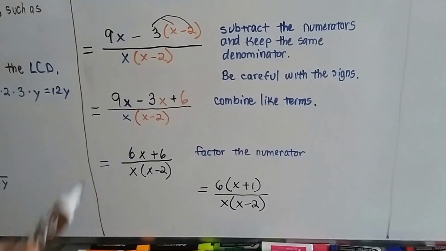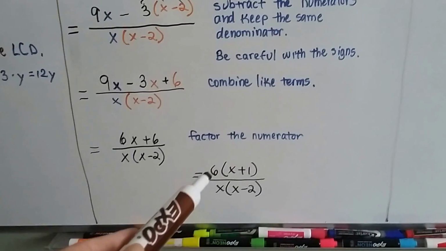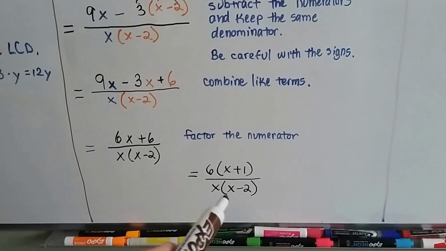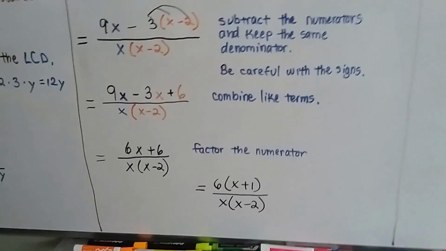Now all we have to do is factor this numerator. We factor it as 6 times x plus 1, because that would make 6x plus 6, wouldn't it? And it's over that common denominator, see? And now we're all done.